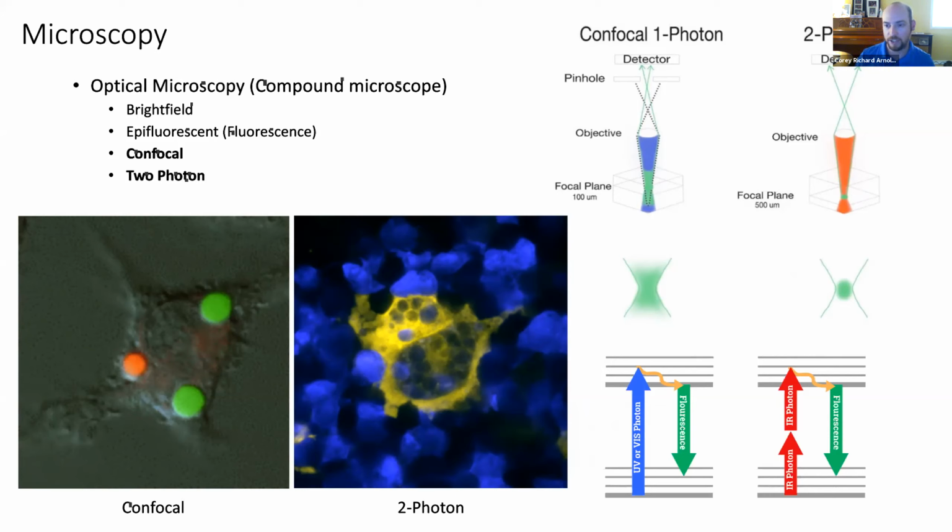And so that actually increases the ability of the microscope to look through tissue and has a much deeper penetration of tissue. And just on the left here, a couple of examples of images taken with confocal and 2-photon microscopy, and they are very beautiful.